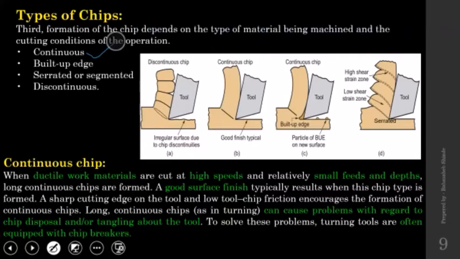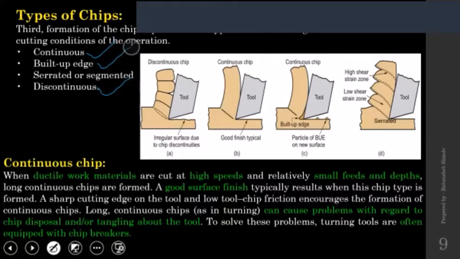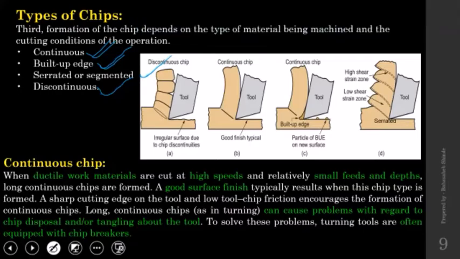The 3 types are continuous, discontinuous, and continuous with built-up edge. But additionally, there is one more category that is called serrated or segmented chips. Even if you write continuous, discontinuous, and continuous with built-up edge chips, you will get the full marks. And if you additionally explain serrated chips, that would be a better representation. You will get a few additional marks in some other questions because of the impression that you will create. So don't worry about the fact that here there are 4 types, and in some other books only 3.